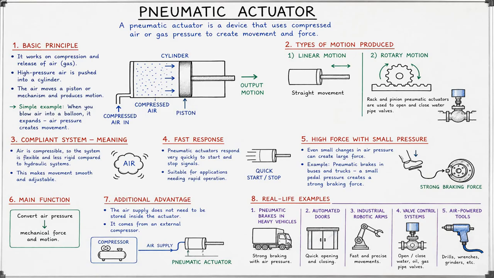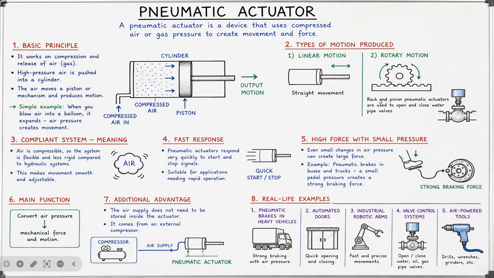Now, one simple example here is when you blow air into a balloon, that balloon will expand, and thus it will create air pressure, and in turn it will create movement. Now, the types of motion produced by these actuators are linear motion, which is a straight movement, and rotary motion, which is a circular movement. One example for this is the rack and pinion pneumatic actuators, which are used to open and close water pipe valves.